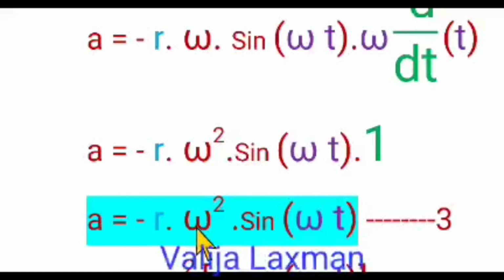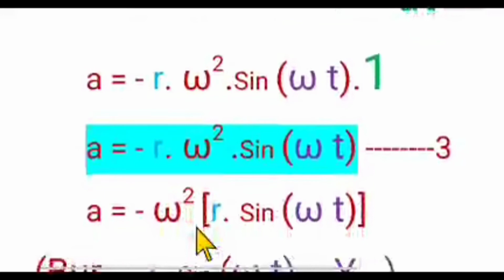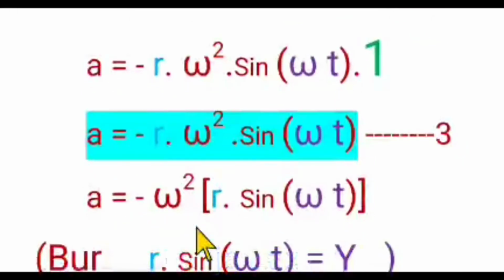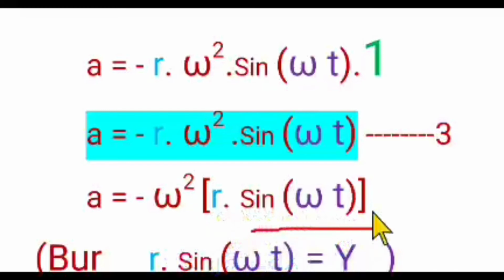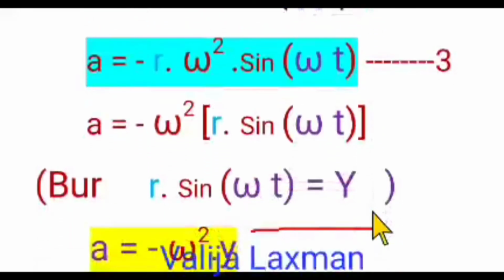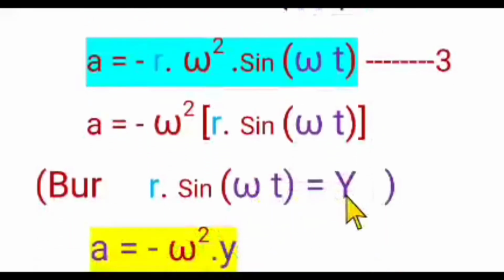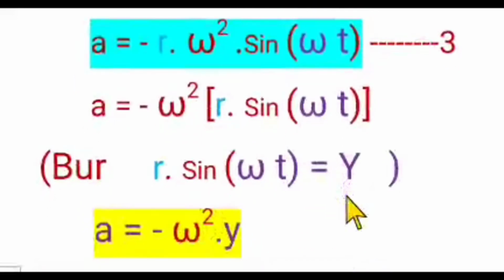In this also we can slightly modify the equation. Writing minus omega square outside, so A equal to minus omega square, and the remaining terms we are writing in the brackets, r sin omega t. But from the first equation we know that this r sin omega t is nothing but the displacement. So we are replacing r sin omega t with y, and this equation can be written as this one.